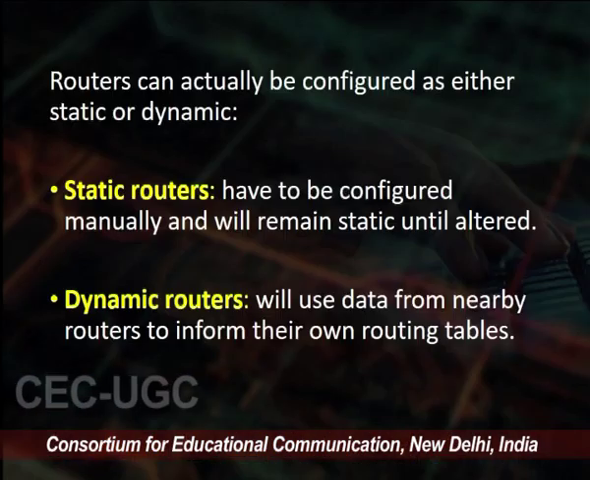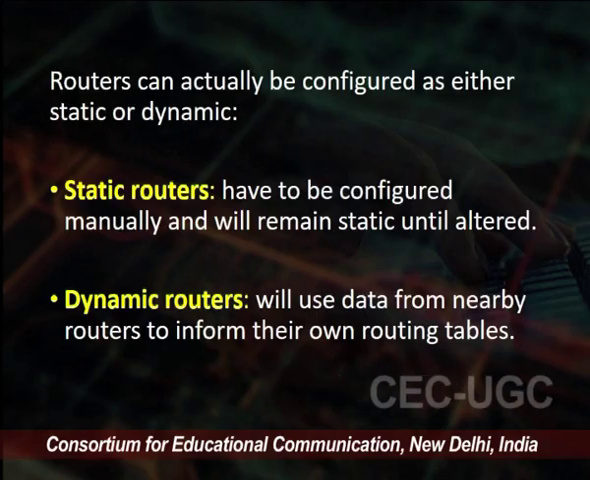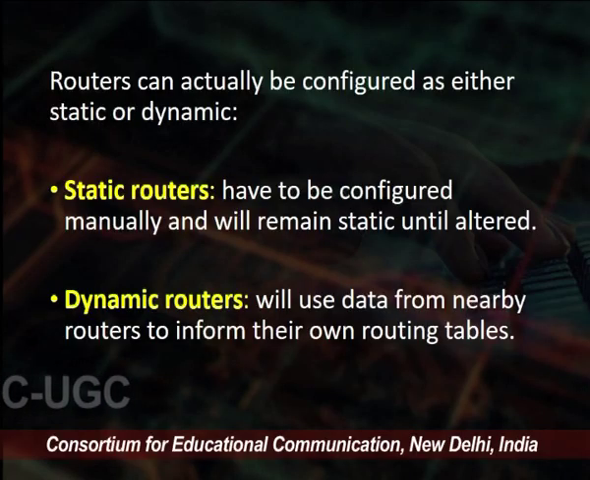Routers can be seen as either static or dynamic, depending upon how they are configured. A static router has to be configured manually and will remain static unless someone changes it. A dynamic router uses data from nearby routers to inform its routing tables. That means it changes its routing tables on the go, or dynamically.